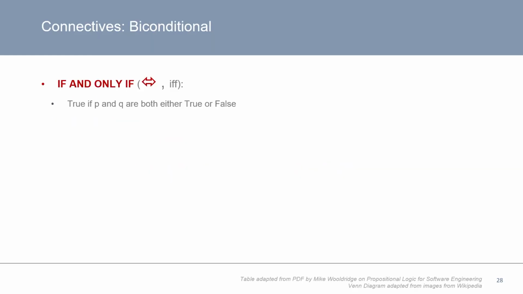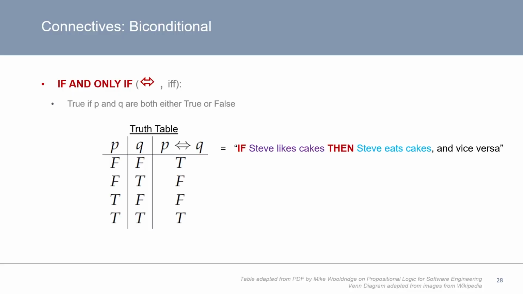Lastly, let's look at the biconditional connective. Again, this means if and only if, and is represented by this symbol. The biconditional is true if P and Q are either both true or both false at the same time. Here's the truth table with the example P biconditional Q, which might translate to if Steve likes cakes, then Steve eats cakes, and vice versa.